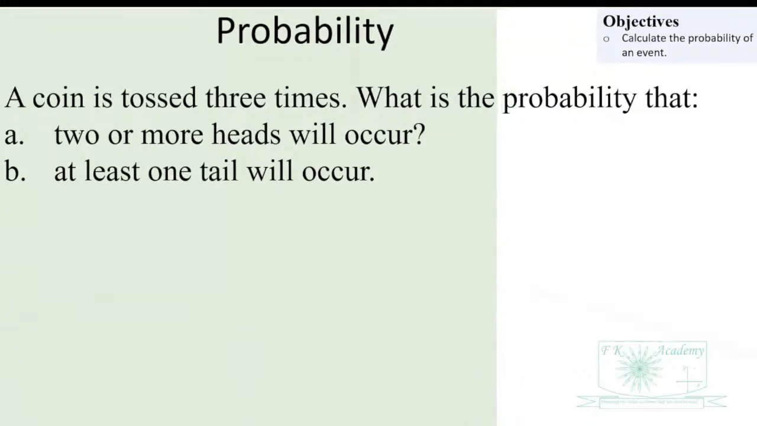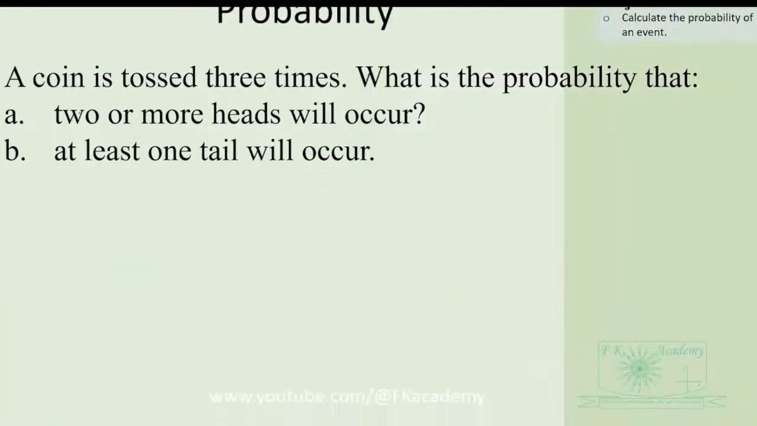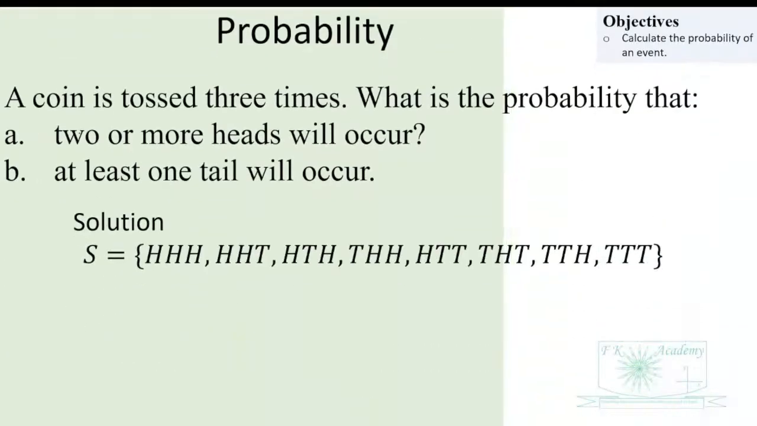A coin is tossed 3 times. What is the probability that 2 or more heads will occur? At least 1 tail will occur. So what will be the sample space here? The sample space is this. We have head, head, head, head, head, tail, because the coin is tossed 3 times, up to tail, tail, tail appearing on all the 3 coins.